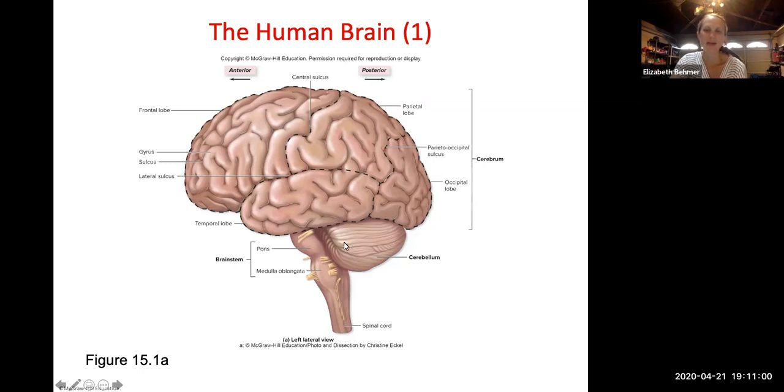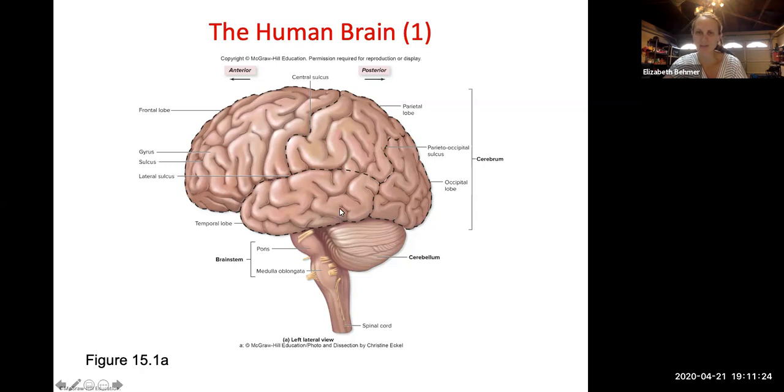The cerebellum is its own separate structure that's below the cerebrum. The cerebellum is really important for maintaining equilibrium and posture and balance. And then your brain stem refers to the part of the brain that will eventually connect the brain itself, the cerebrum, to the spinal cord right below it.